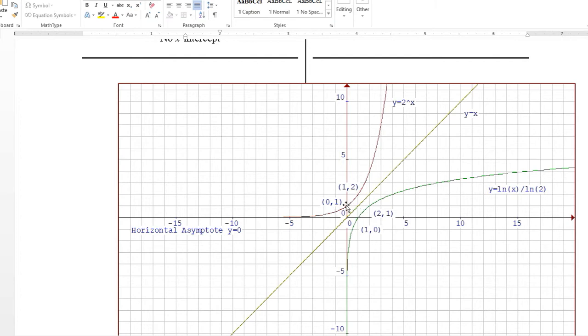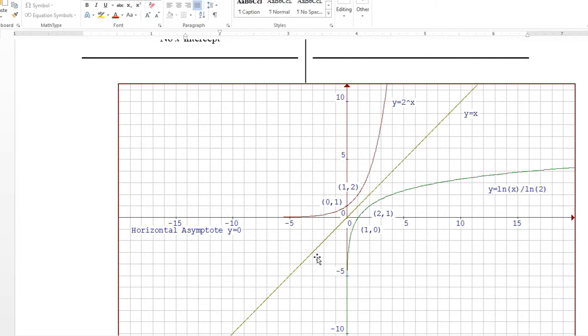And the inverse function will have all those ordered pairs reversed. So instead of 0, 1, it has 1, 0. Instead of 1, 2, it has 2, 1. It also has 4, 2 instead of 2, 4. Instead of 3, 8, it has 8, 3. Instead of negative 1, 1/2, it has 1/2, negative 1, and so forth. Instead of y equals 0 as a horizontal asymptote, it has x equals 0 as a vertical asymptote.